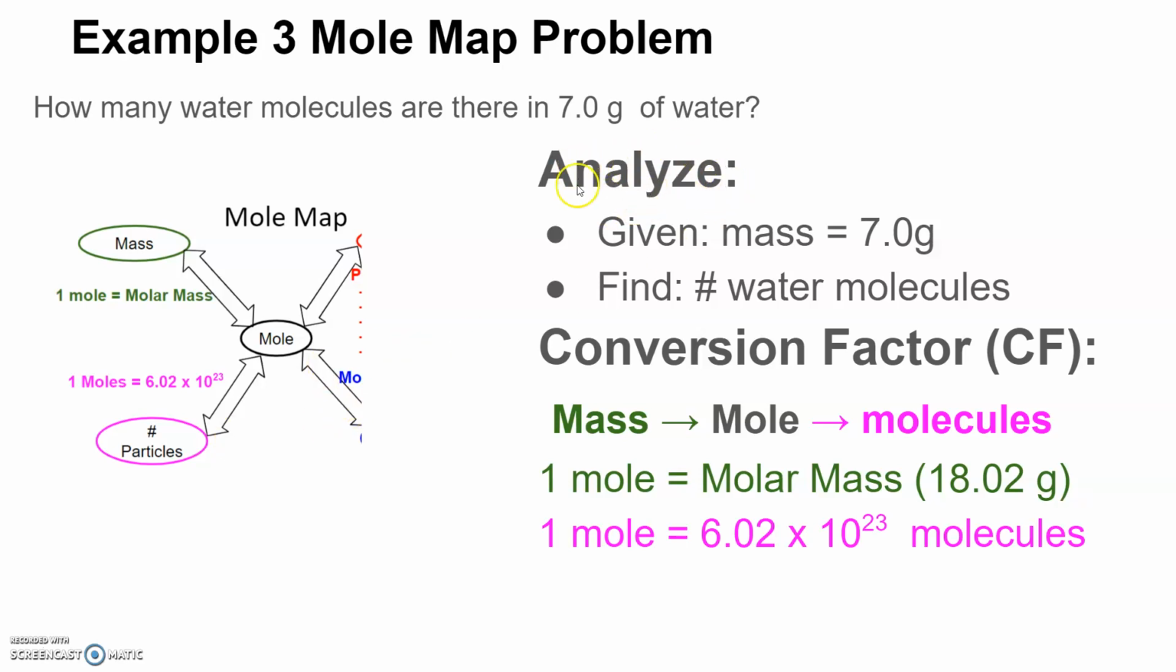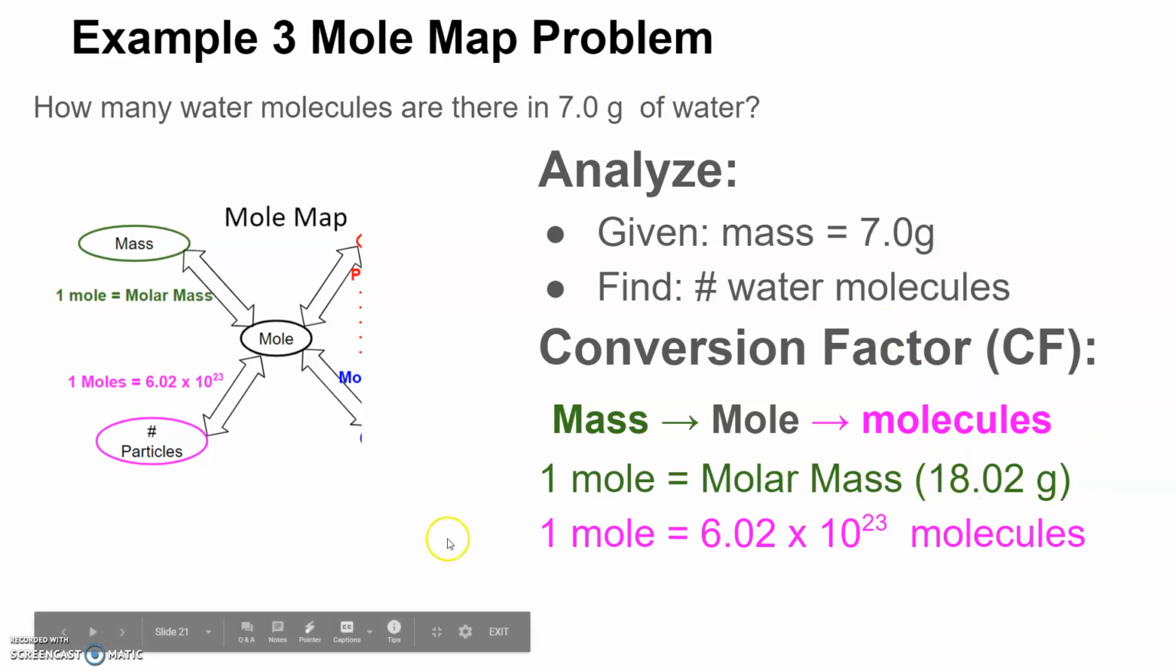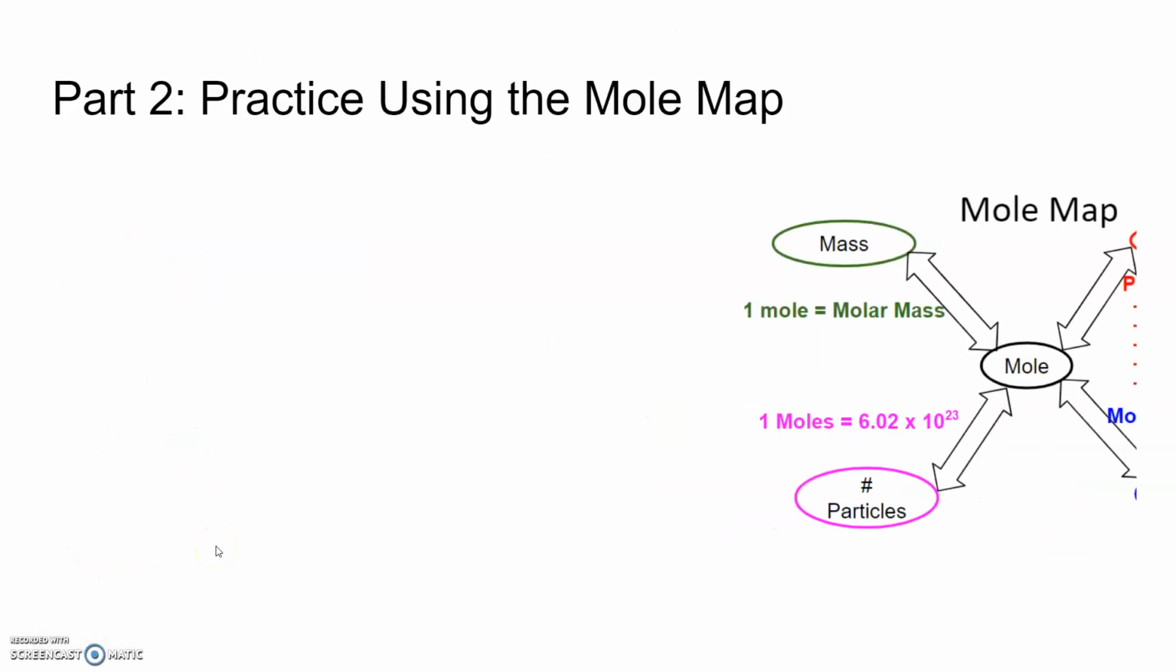Just so you guys know, your work should look similar to mine, where you have your given and find either annotated in the problem itself or written down separately. And for your conversion factor, you actually need to write it out. Notice how I wrote down here the molar mass of water, which I calculated using my periodic table, is 18.02 grams. So you don't just write 1 mole is equal to the molar mass. You actually have to write whatever the molar mass is. So for water, it was 18.02 grams. All right, pause the video now and work on those practice problems.